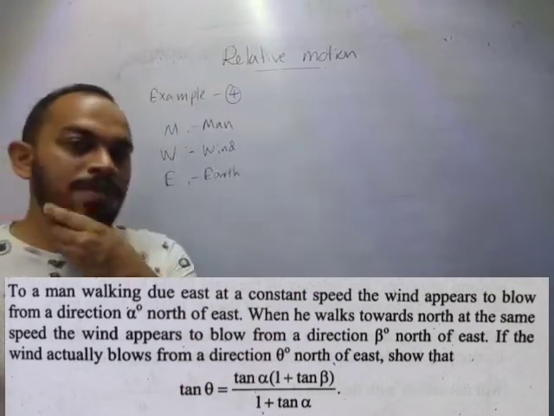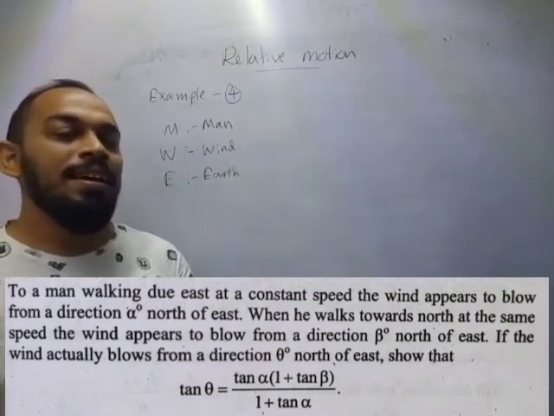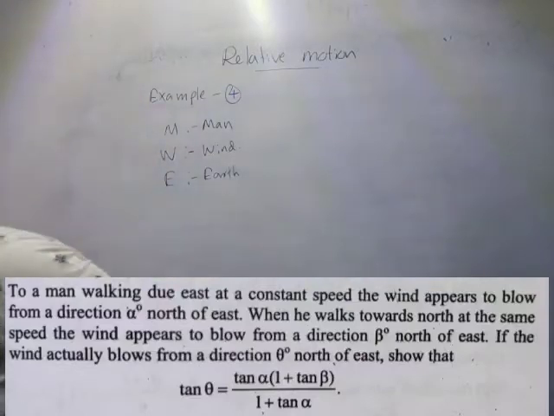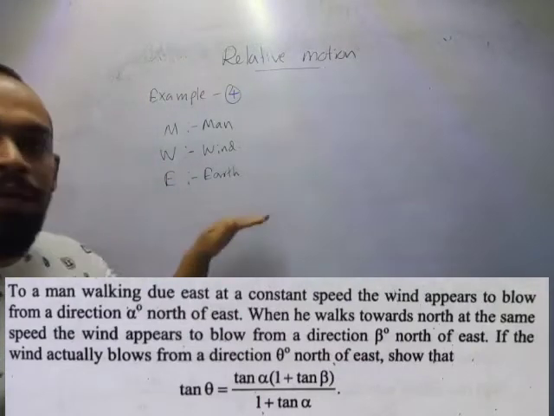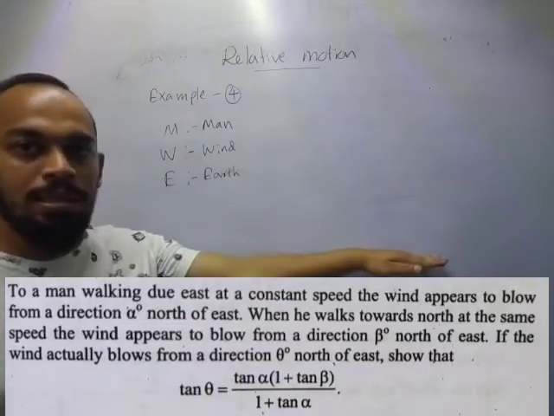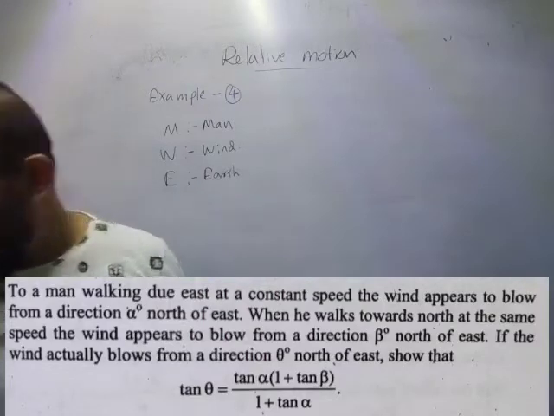This problem deals with a man and wind, right? So there's a man walking due east, towards east. Due east, right?